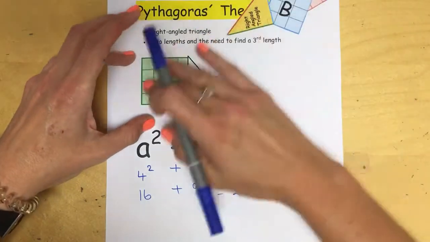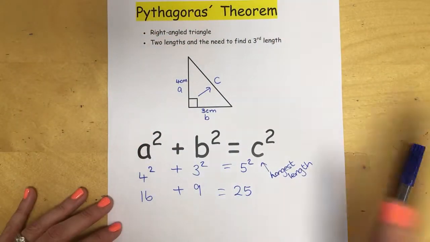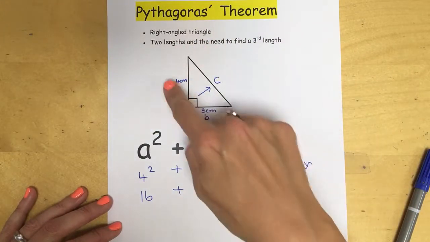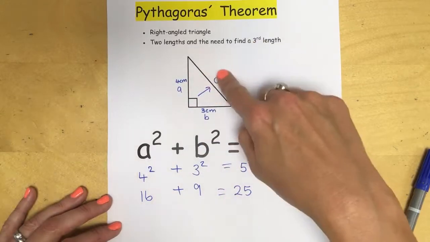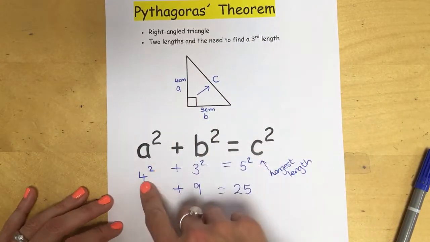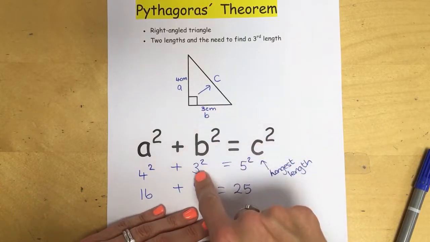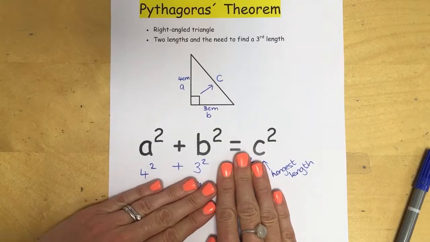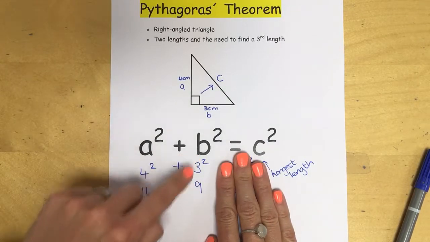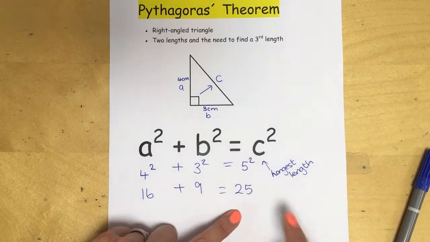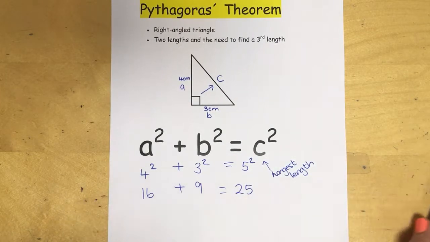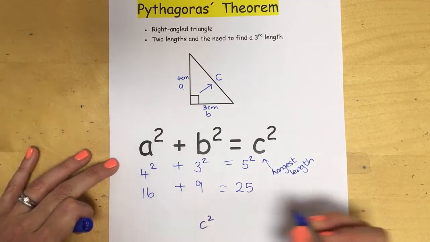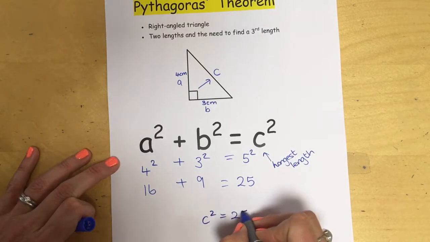Okay, so going back to this question. If we started off with this triangle and we wanted to find C, obviously we would label A, B, and C, where C is the longest length, and then we would square the A, which I did. We would square the B, which I did, 4 squared plus 3 squared, and we haven't done that bit in a minute, pretend that's not there. So 4 squared is 16, 3 squared is 9. Add them together is 25, but the 25 is what we refer to as being c squared.